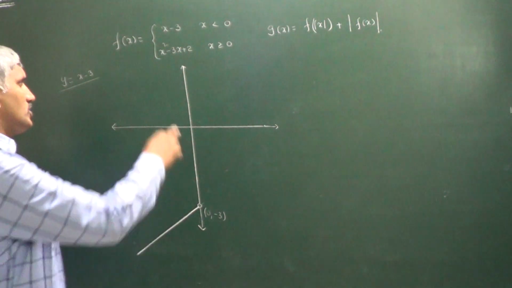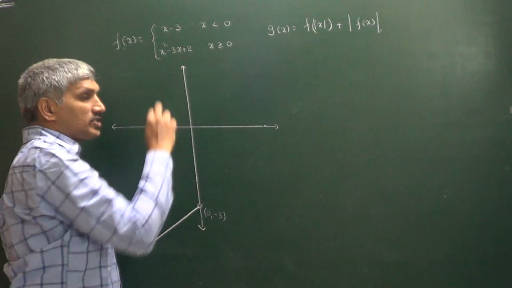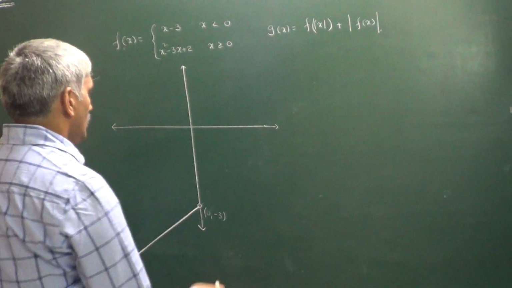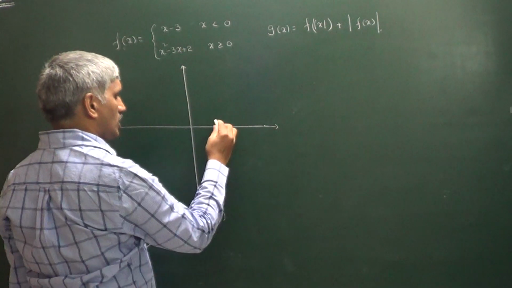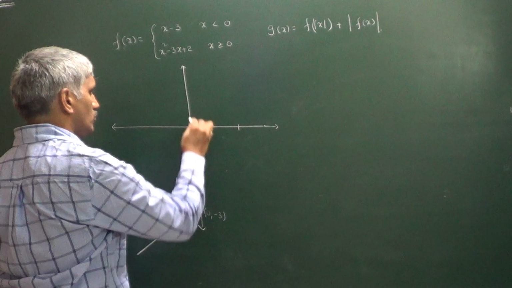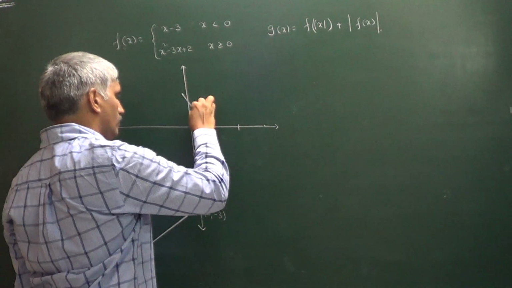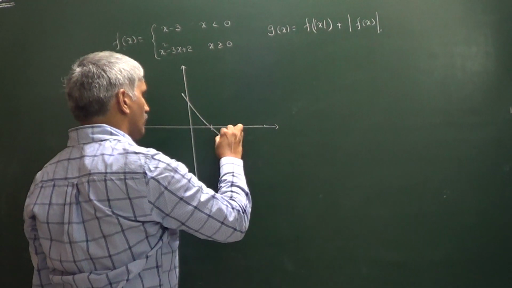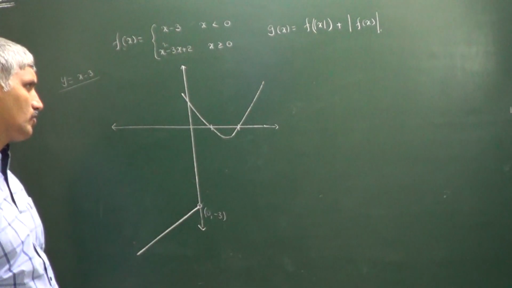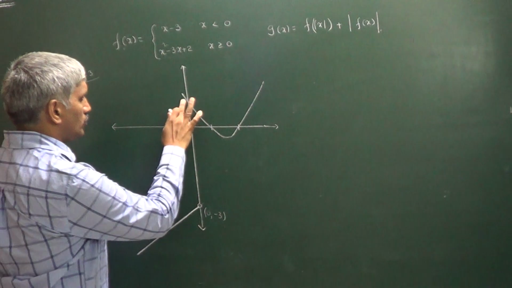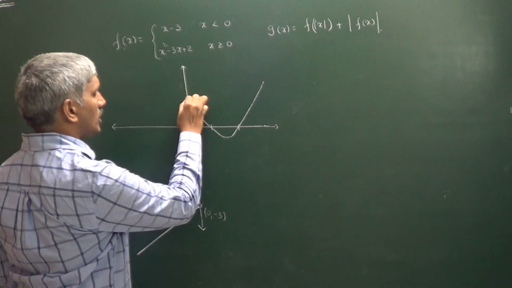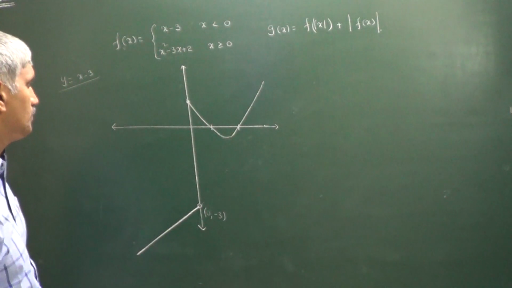Next, f of x is equal to x square minus 3x plus 2 when x values are greater than or equal to 0. Right, it has factors 1 comma 2. This is 1, next one is 2. So this is the graph of that particular function, which is a parabola, that is x square minus 3x plus 2. This graph we have to consider only when x values are greater than or equal to 0.